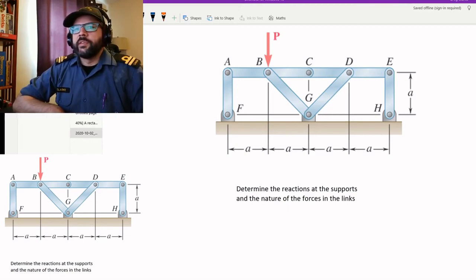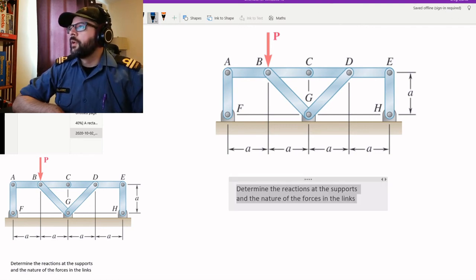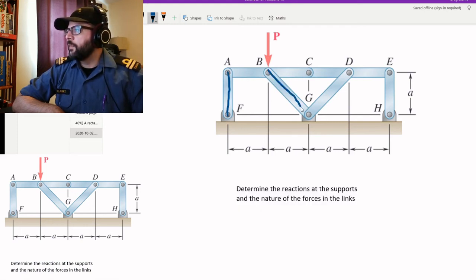Okay, so let's do a bit more of a complicated frames example. So we got this one here. This is a structure that is made up of a number of components, 4 of which are 2-force members and 3 of which are multi-force members. So our 2-force members are AF, BG, GD, and EH.